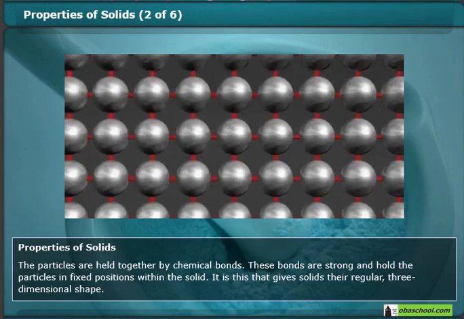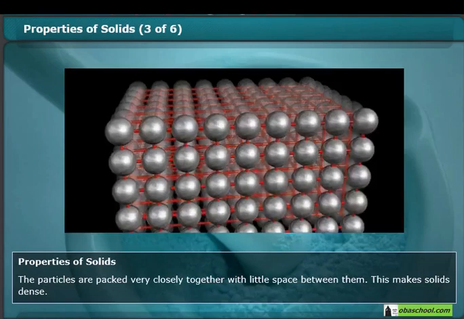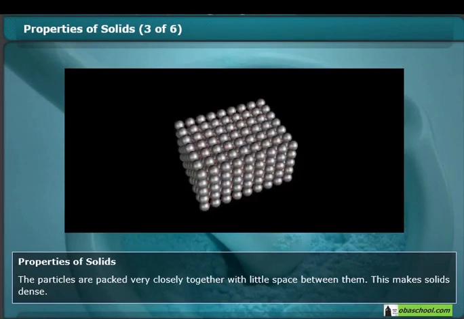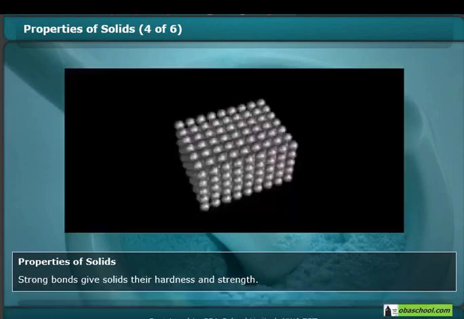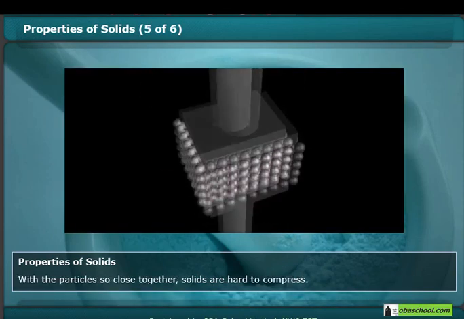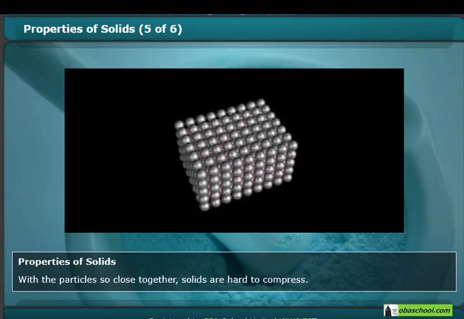It is this that gives solids their regular three-dimensional shape. The particles are packed very closely together with little space between them. This makes solids dense. Strong bonds give solids their hardness and strength. With the particles so close together, solids are hard to compress.